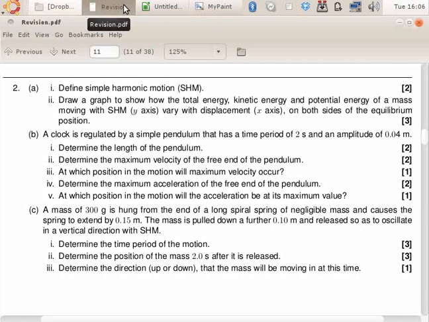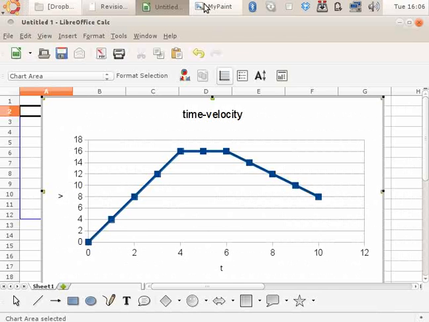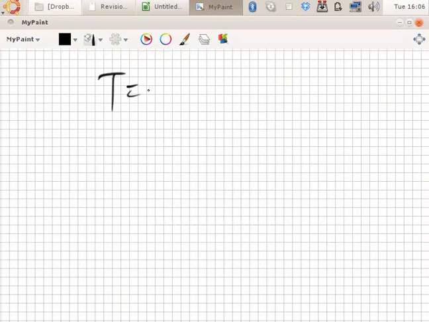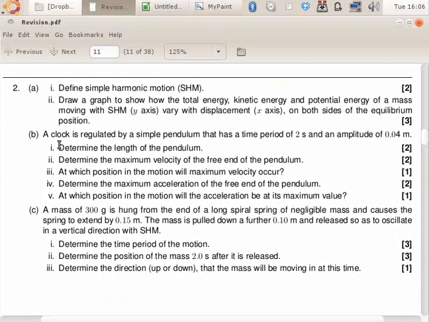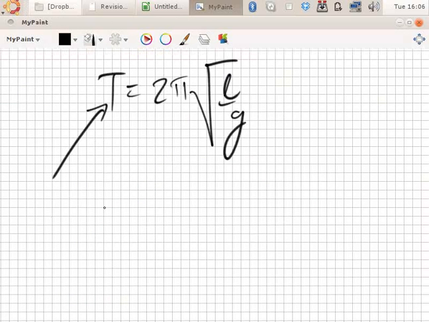Pendulum, time 2, amplitude 0.04. What's the length? T is 2 pi root L over G, and you're given the 2. This is the continuation of this question, the B part, 2B. We just did 2A. So I tell you that that's 2. So somebody give me please the G or the L.